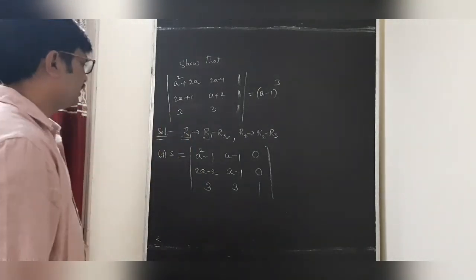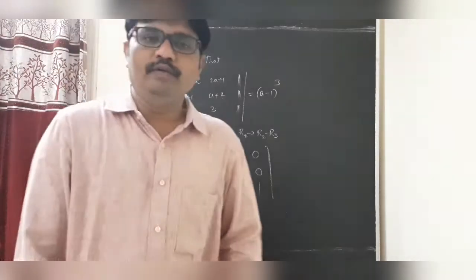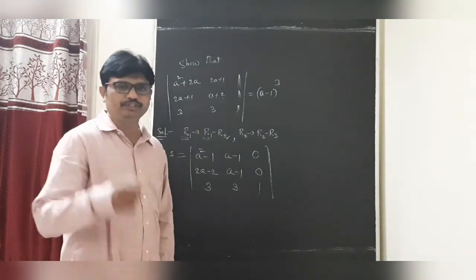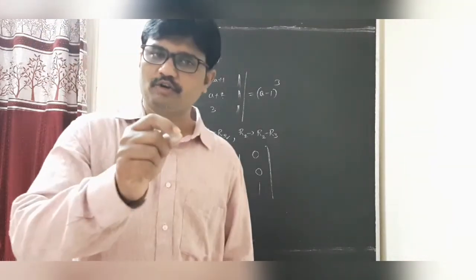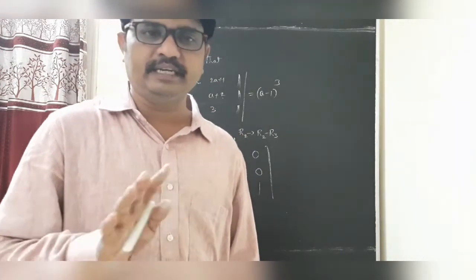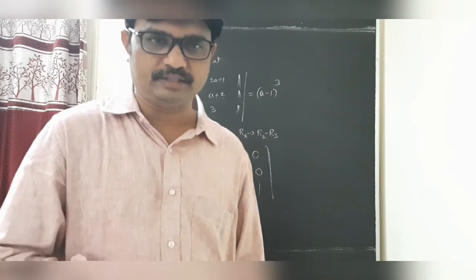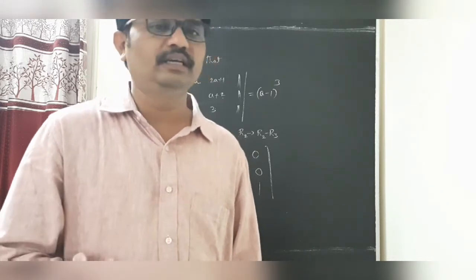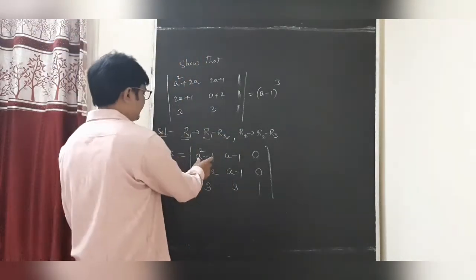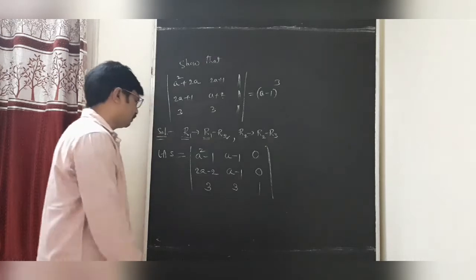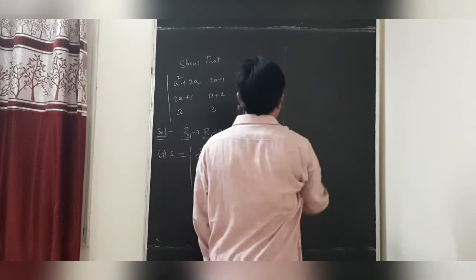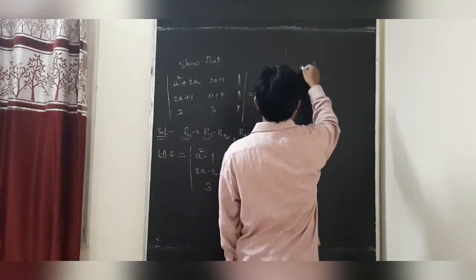Dear students, I already explained in the properties: when you observe that a row or a column has a common factor, we take the common factor from either a row or a column, but not from each element. It is not a scalar multiplication of the matrix. It is the determinant, and a determinant has a constant value. So we take the common factor in the first row, a minus 1.